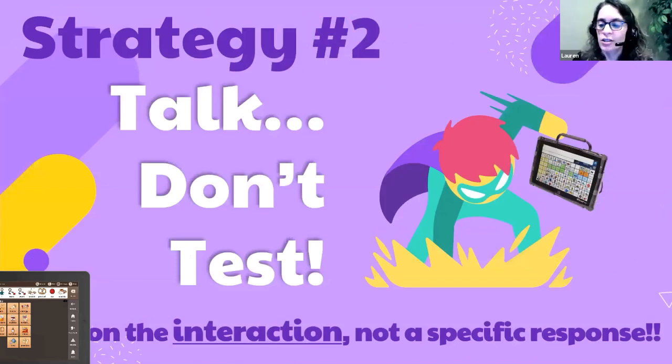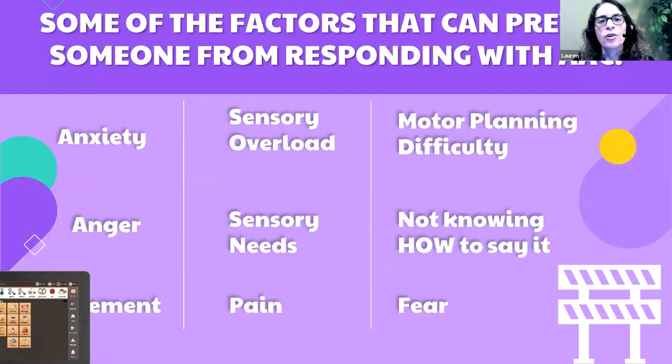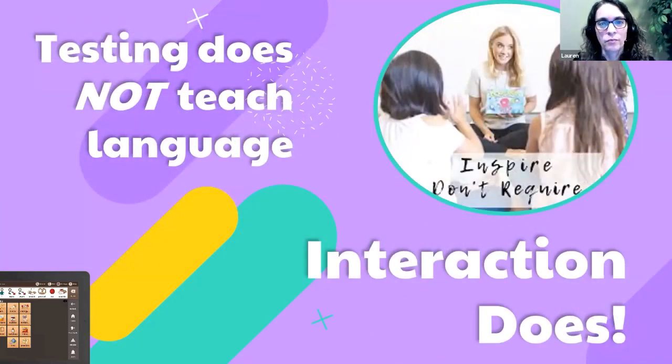So the second strategy is talk, don't test. Focus on the interaction. Again, there are things that we need to consider that may be interfering: anxiety, anger, sensory overload, sensory needs, pain, fear, motor planning challenges, simply that they don't know where a system is. We don't know where a button is in their system or on their device. Fear, there's so many things that can interfere. Testing them, where's ball? Tell me ball, push ball. That is something we have a really big tendency to do because we're super eager to teach them. That doesn't teach though. What you're doing is testing.